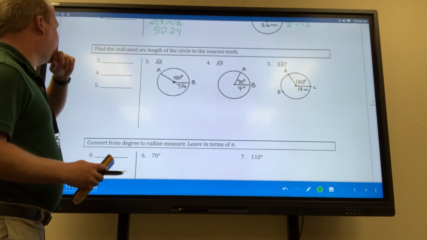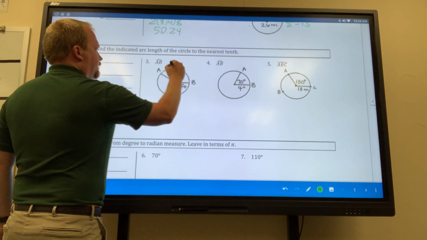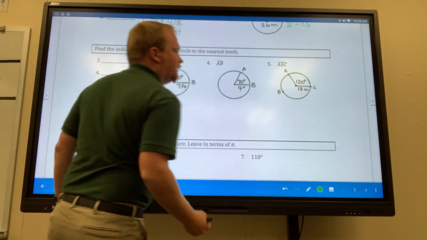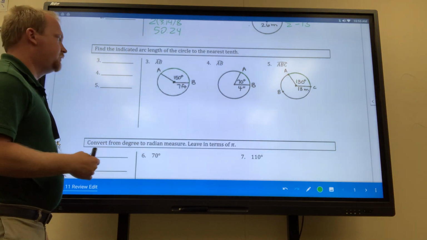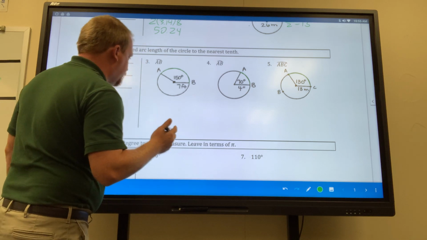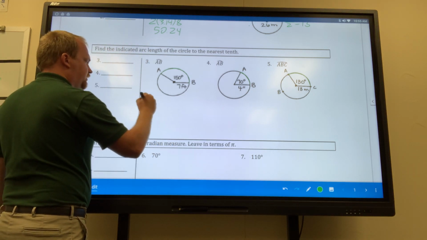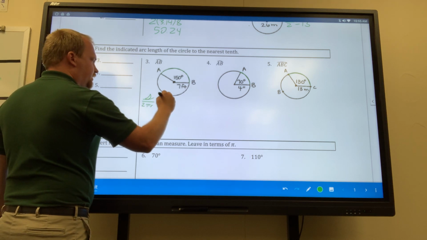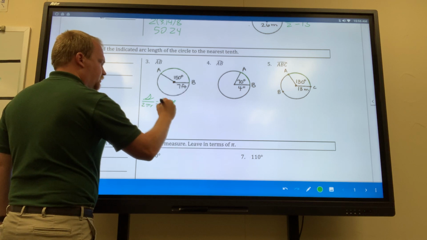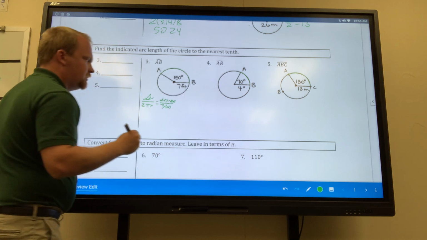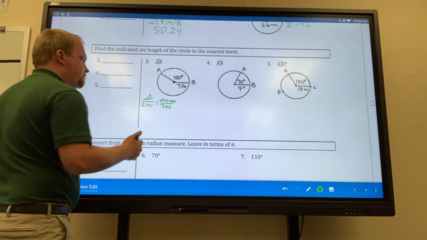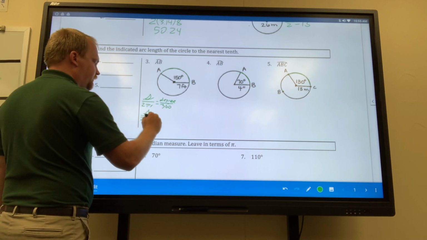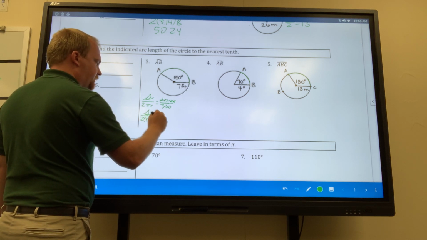Next, we want to find the arc length. All right, so we want to find this arc length right here. So for example, we know that the arc length S over 2 pi r equals the degree over 360. All right, so again, we know 3.14 times 7, because that's my radius.